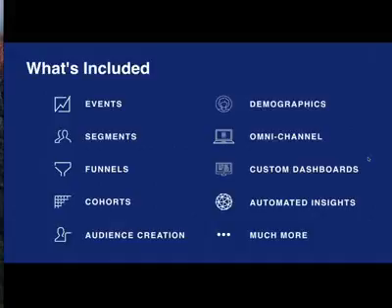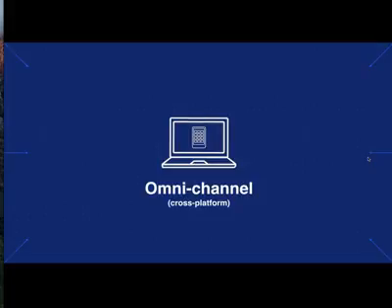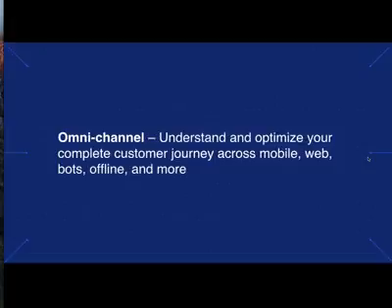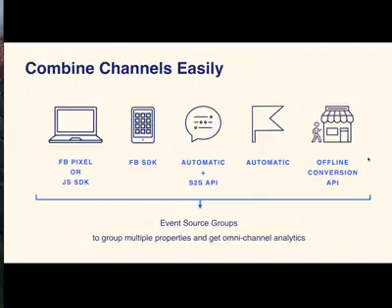So let's start with talking about omnichannel. The idea behind omnichannel is how can you understand and obviously optimize the user journey across all of your properties. For web, if you have a website, you track your users either through the Facebook Pixel or the JavaScript SDK. If you have a mobile app, that's done through the Facebook SDK. If you have a Messenger bot, that is usually through automated tracking plus a server-to-server API. For page data, that is completely automatic.